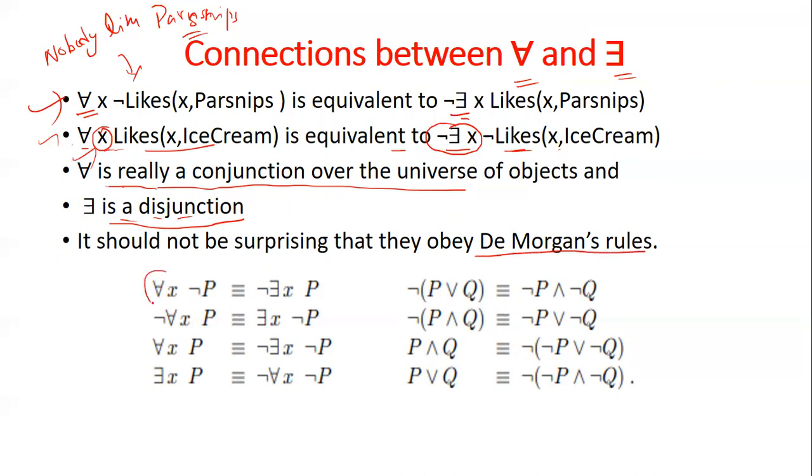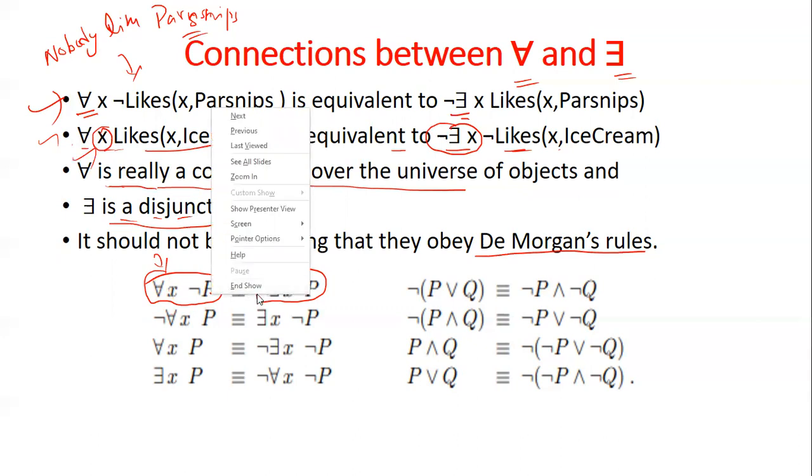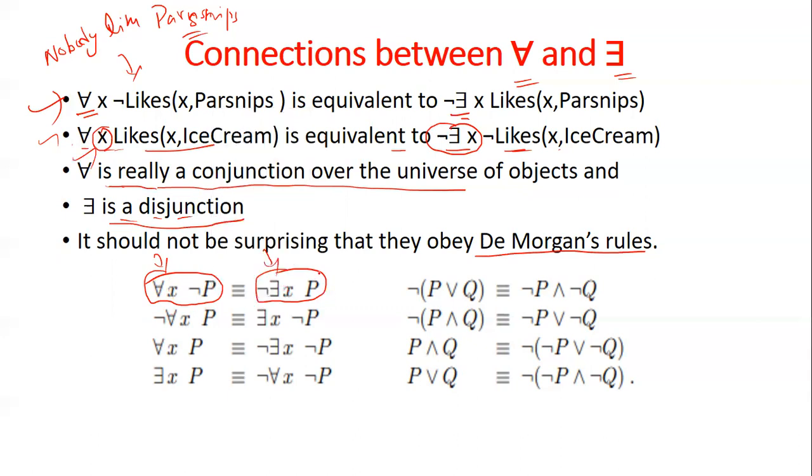So if there is something of this form, for all x, not p, which says for all x p is not true, this can be written as equivalent to this statement using the existential quantifier: not there exists an x for which p is true. For all x p is not true is equivalent to not there exists an x for which p is true.